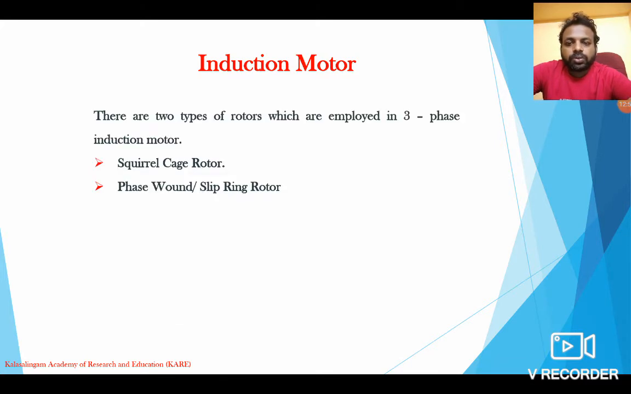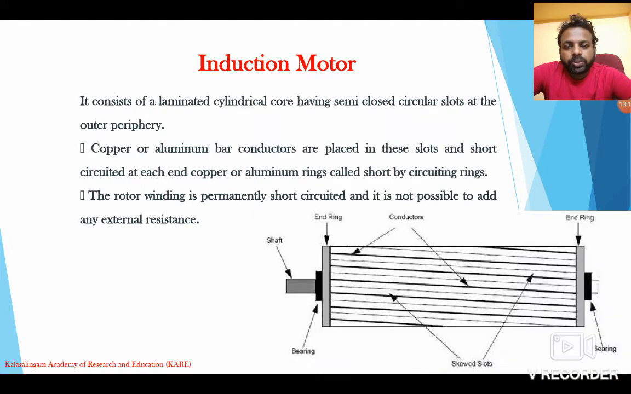And the induction motor has two different kinds of rotor, right? The first one is the squirrel cage rotor, and the second one is the phase wound rotor or slip ring rotor. I will explain them one by one. First we are going to discuss the squirrel cage rotor.